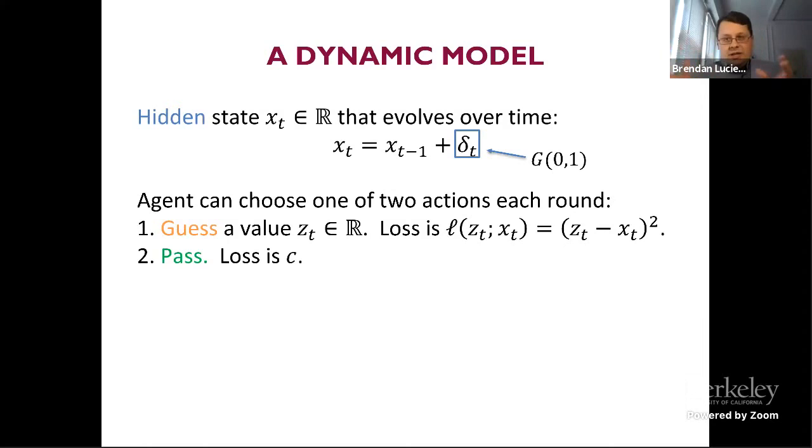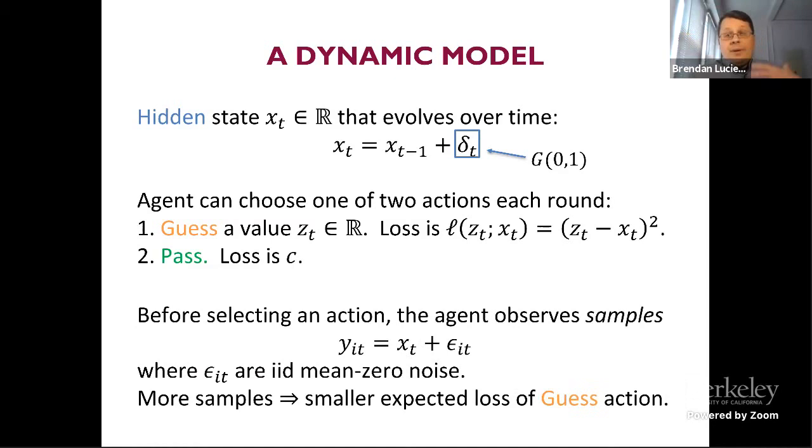They choose an action, which is every round they can either guess at the state of the world, in which case they suffer a squared loss, or they can pass and just suffer a fixed disutility for not guessing. So the errors here are not unbounded. But we don't know what the state of the world is, so we need to learn it through samples. This is the data part.